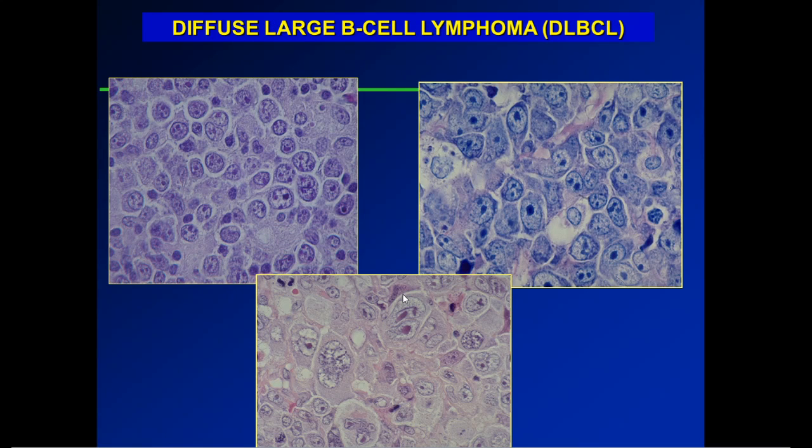Next one, diffuse large B-cell lymphoma. So here we have, according to the name, you see, large. So we have big tumor cells with several nuclei. This tumor also has 4 histological variants: centroblastic, anaplastic, immunoblastic, and T-rich variant, but the most common is the centroblastic variant.